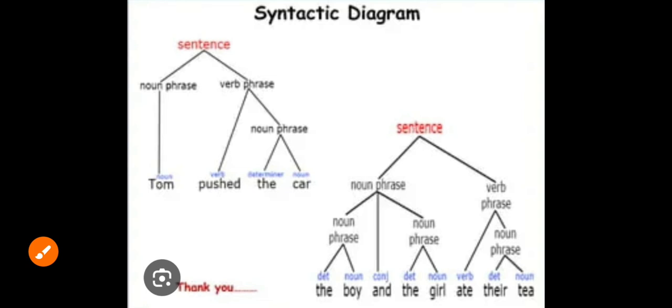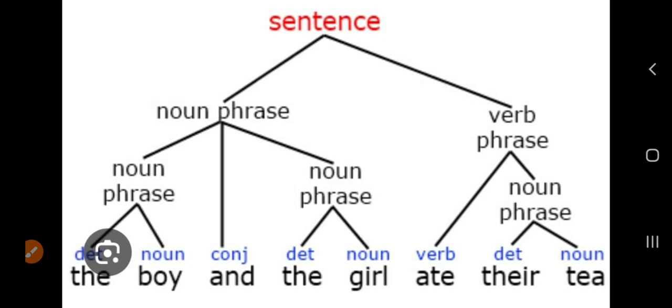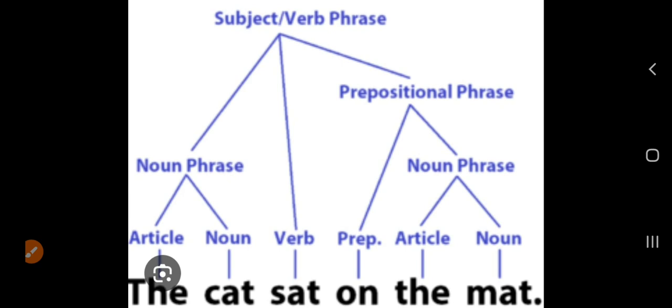Okay. Now the verb phrase. The verb phrase is ate. First of all you have to drop the verb, and then a noun phrase is there, their tea, with a determiner and then tea. So simple, I think we don't have to discuss much. That's a very simple example. Another one, the boy and the girl, that's the same here. Okay, now next is: the cat sat on the mat.